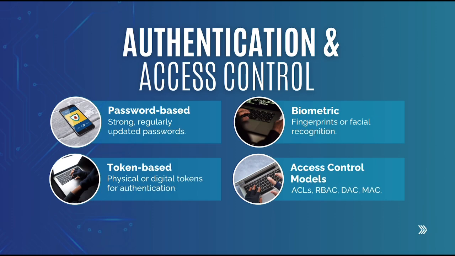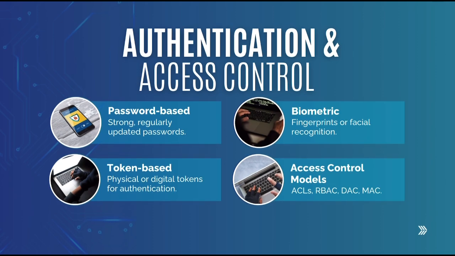Authentication and access control are the first lines of defense in OS security. We can use password based authentication, but combining it with biometric or token based methods provides stronger protection. We also implement access control models. ACLs define who can access specific files. RBAC grants permissions based on job roles. DAC lets resource owners determine access. MAC enforces stricter system wide policies. By controlling who can do what, we minimize the impact of any compromised account.